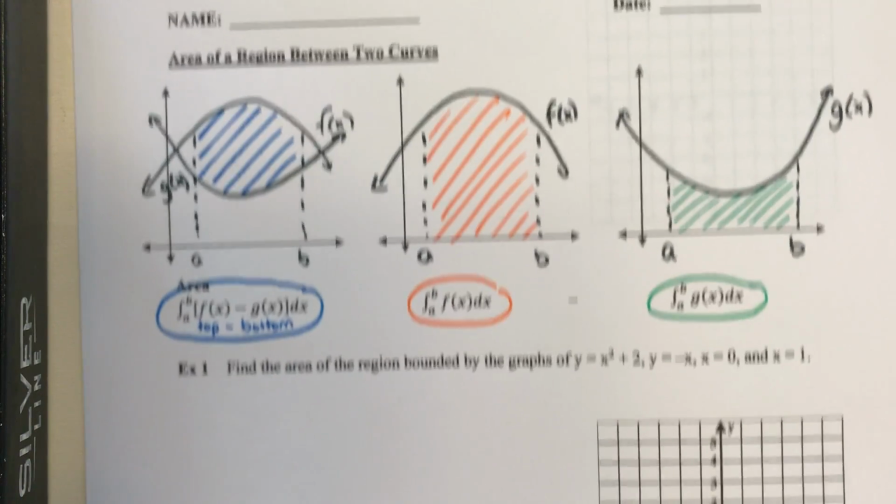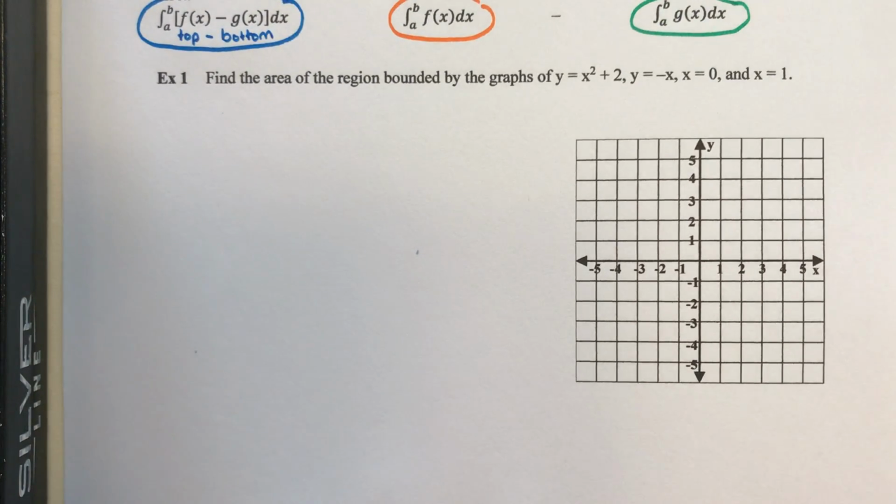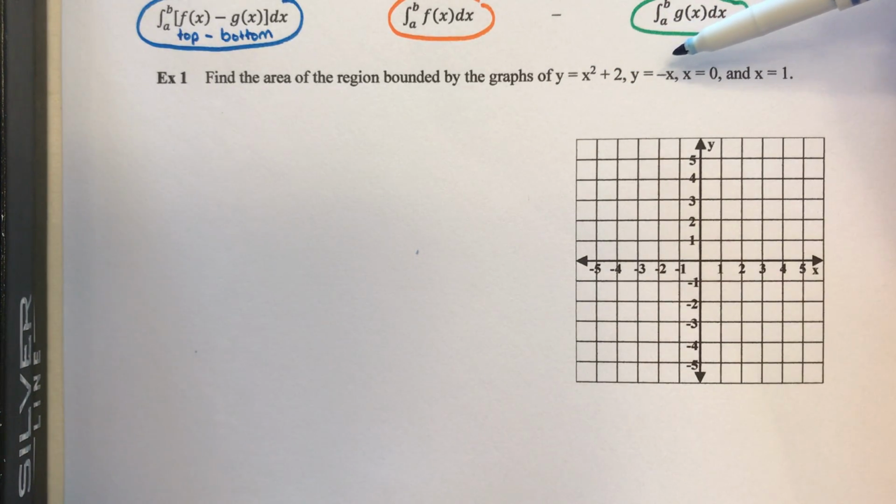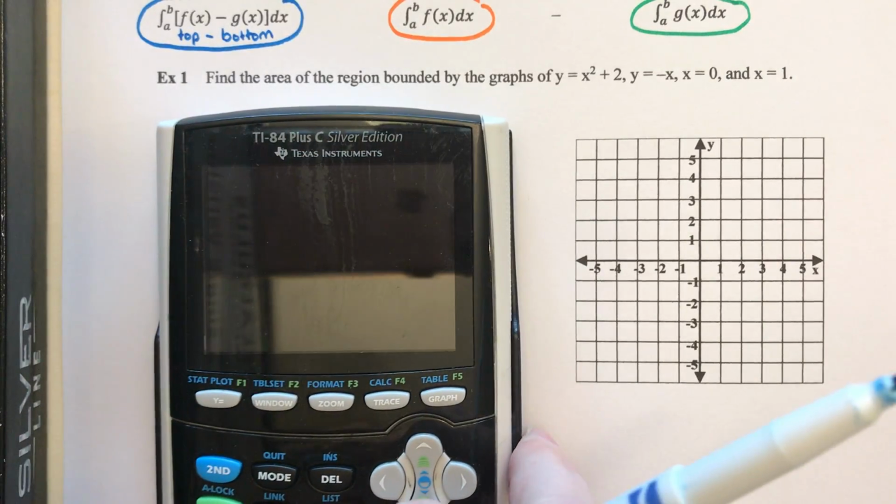Okay, so let's look at an example. One of the more important things about these is to make sure you have a graph that is correct and accurate. If we look at number 1, we have y equals x squared plus 2, y equals negative x, x equals 0, and x equals 1. And we want to find the area of the region bounded by all those graphs. So first thing we're going to want to do is sketch a graph. And you can use your calculator to help you.